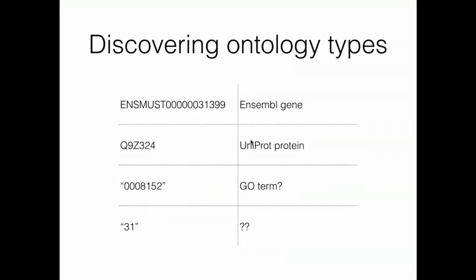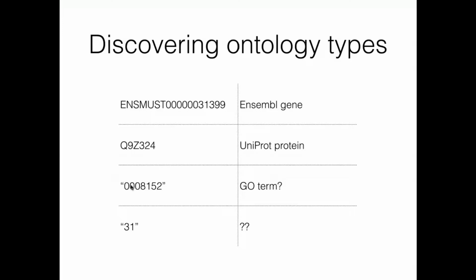So here is a much smaller table, a smaller subset of data. So here are 4 values: ENSMUSG00000031399, Q9Z324, 0008152, 31. If I am a smart bioinformatician, what can I say about these values? What do I know about them? Well, probably the first one looks like an Ensembl gene. It could be something else, but I'm 99% confident it's an Ensembl gene because I've seen them before and I know that they look like this. Similarly, I can guess that the second, Q9Z324, is probably a UniProt protein, based on the context I'm seeing it in and based on what it looks like, because I've seen such strings before as well.